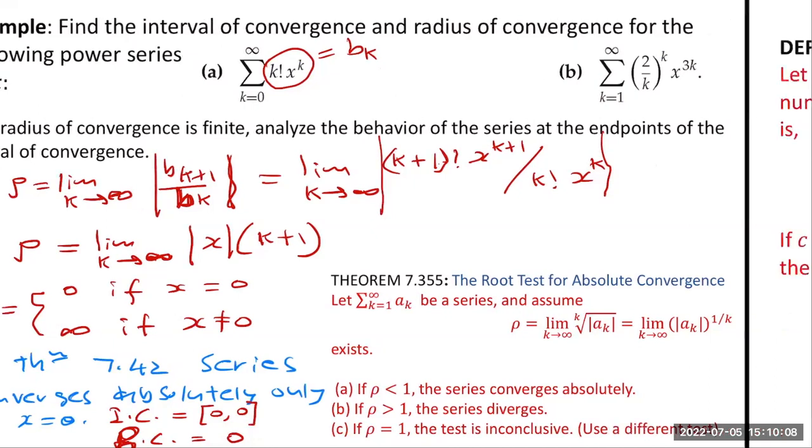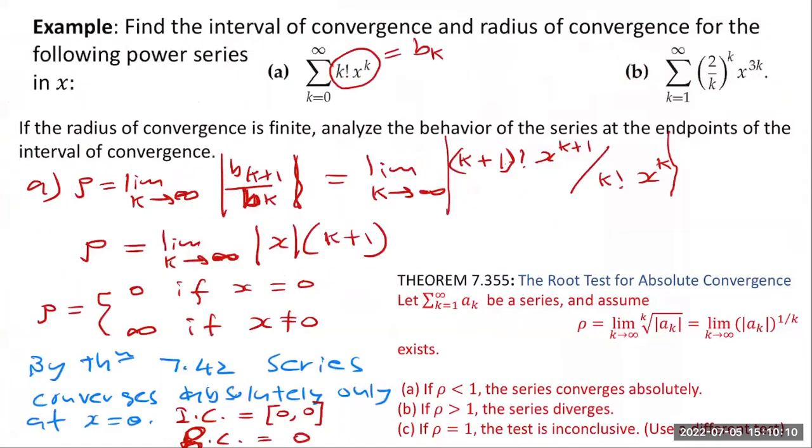I want to go over the next example as well, because we are applying a different theorem to find the interval of convergence for this particular example. As you can see, the difference between these two examples is that in the first, factorials are involved. Of course, k power is involved, but factorial is involved. When factorial is involved, we always use this method. You find rho this way when factorial is involved.